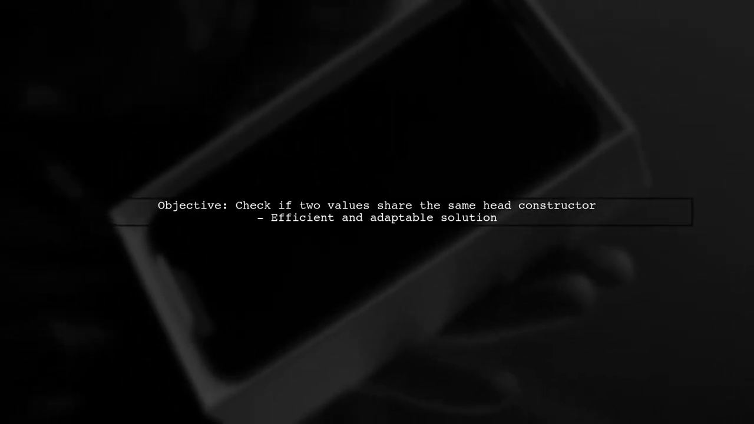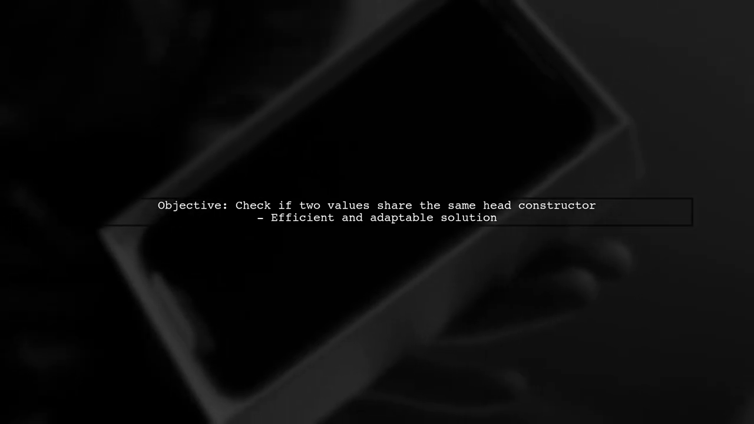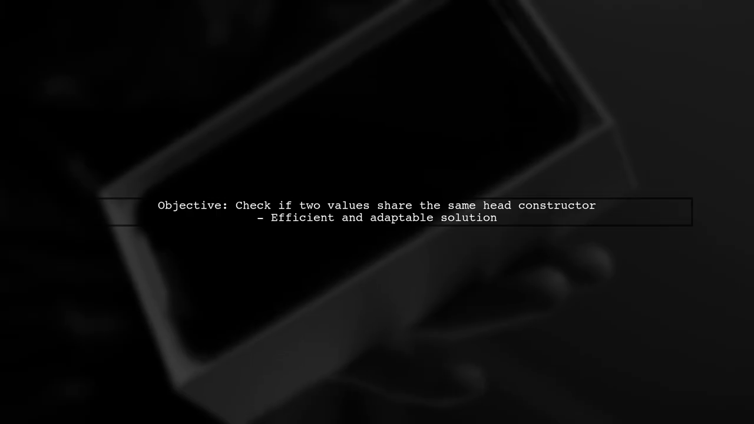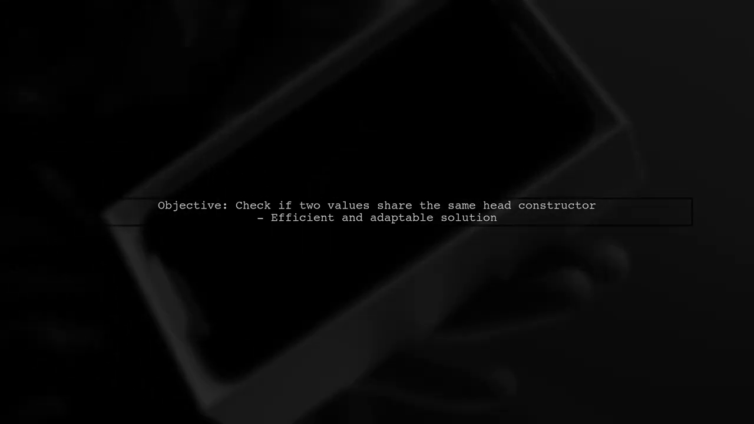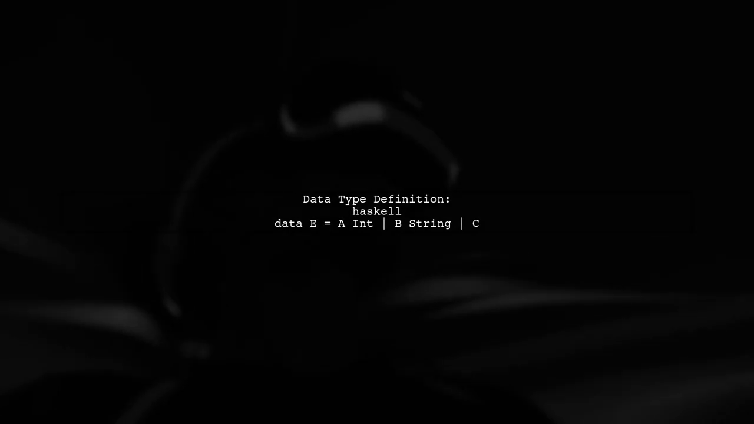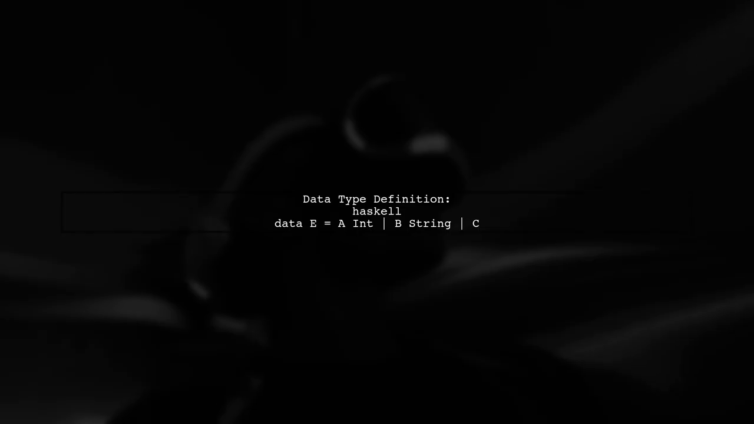To check if two values have the same head constructor in Haskell, we need a function that is efficient and adaptable to future changes in our data type. First, let's define our data type. We'll use a simple example with constructors A, B, and C.